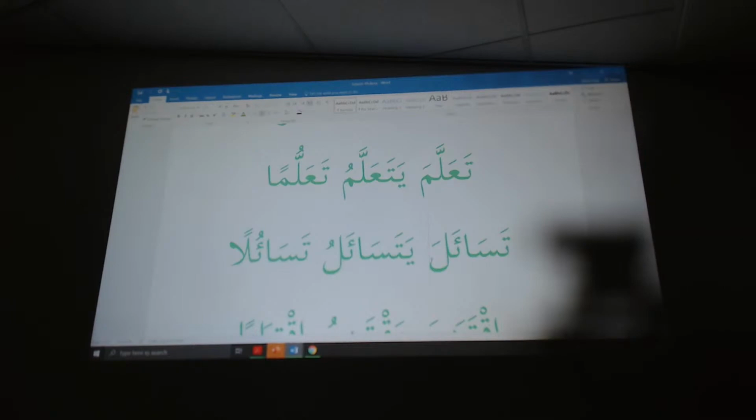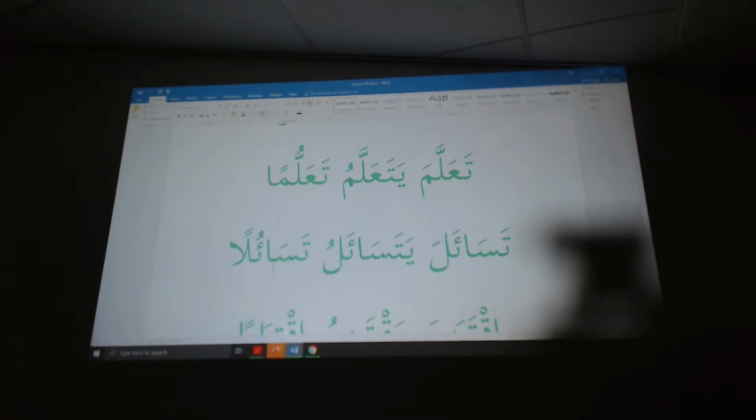Tusu'ila. Stop there for a second. Remember, you're going to go u-e. This one's going to be e, and everything before that is going to be u. So you're going to go tusu'ila. Again, from the beginning. Tasa'ala yatasa'alu tasa'ulan fahuwa mutasa'ilun. تسوءل يتساءل تساؤلا فهو متساءل. الأمر منه تساءل والنهي عنه لا تتساءل والظرف منه متساءل.